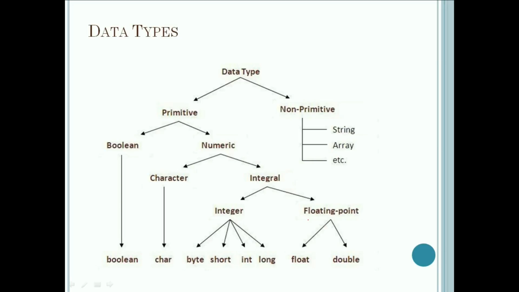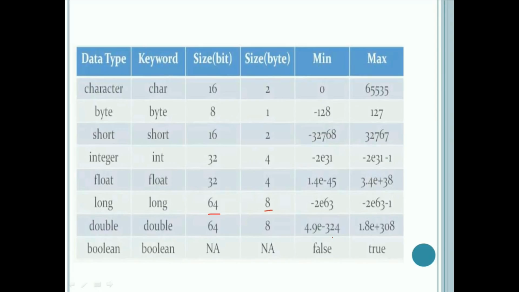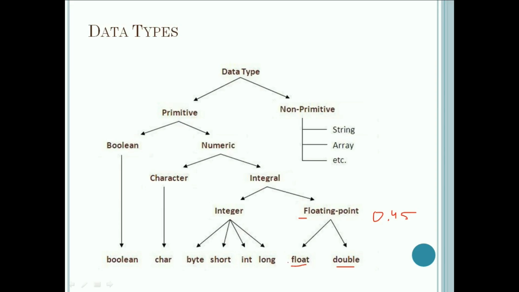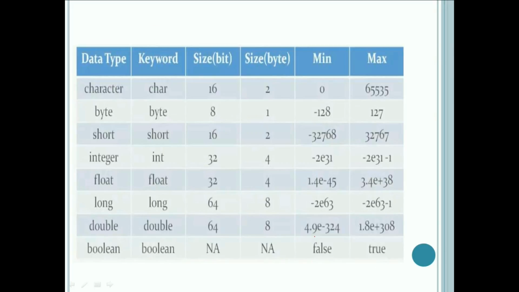Next is the floating point. The other part of the integral is floating point. Floating point takes all the decimal values. The types are float and double. The float has a size of 4 bytes, and its range is from 1.4e-45 to 3.4e+38. We can use values in this range. Next is the double. Double has double the range of this, meaning we can use many more values. It has a size of 8 bytes.